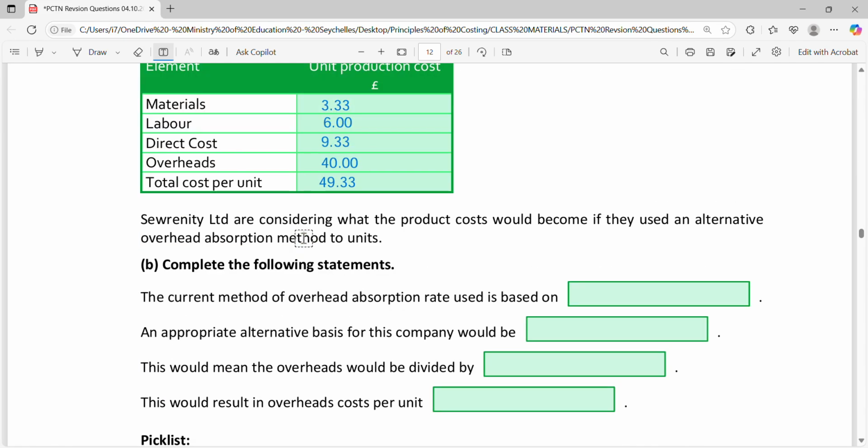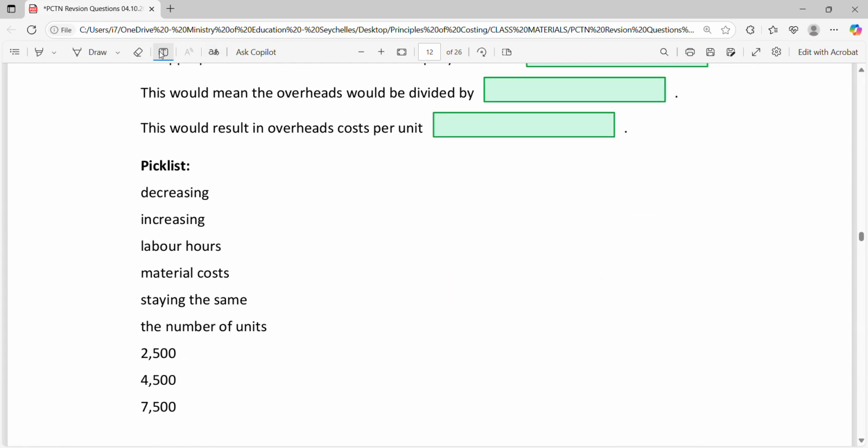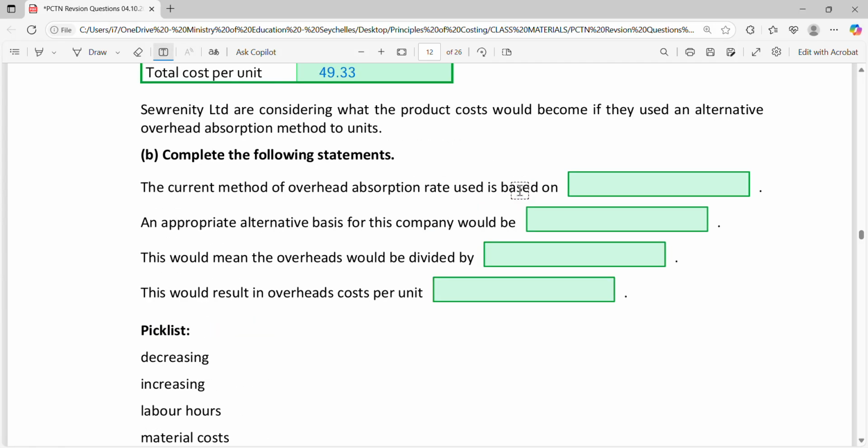You say that the units, or the labor hours, or the machine hours. Okay, so the question is telling you here, they want to change the basis from units, the number of units produced, to an alternative. Serenity are considering what the product cost would become if they used an alternative overhead absorption method to units. They want to change. Now the question is asking you, complete the following statements. The current method of overhead absorption rate used is based on alternative overhead absorption methods to units. They are currently using production units. So if you see from the pick list here, they are using the number of units.